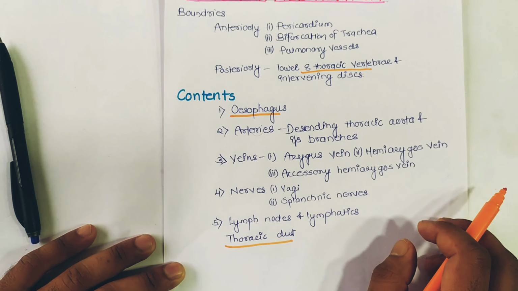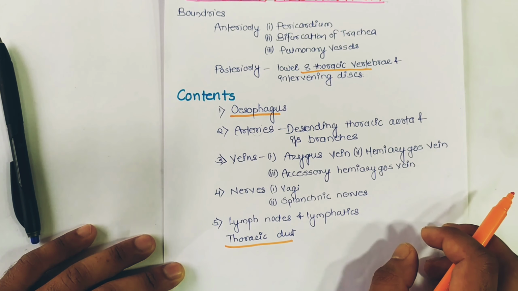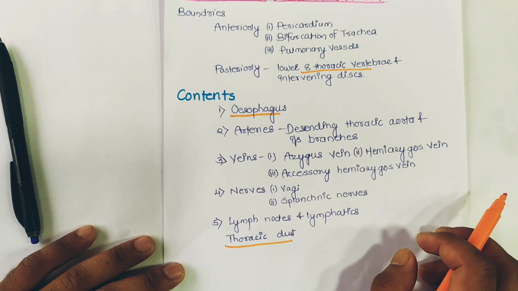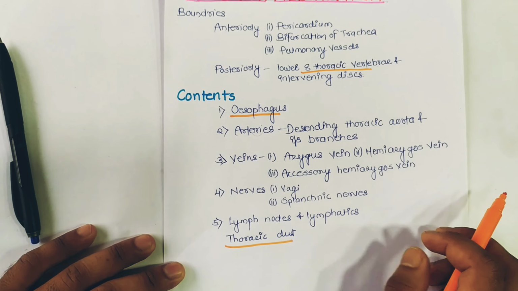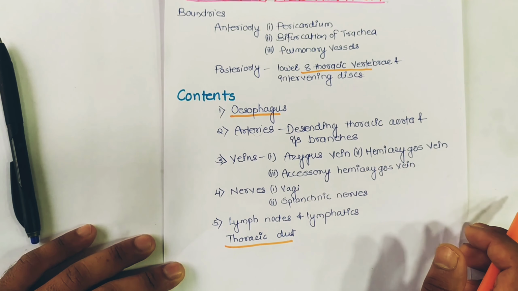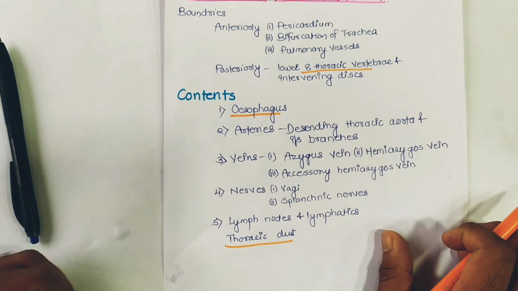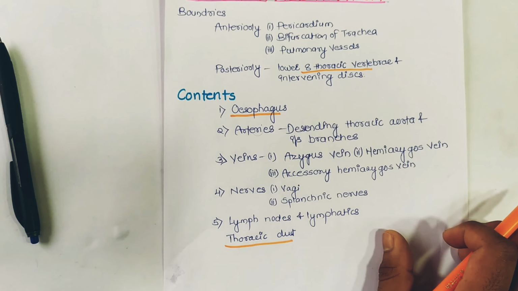So when you have to write in the exam, these important contents you have to write; you have to remember them. These are the important contents of the posterior mediastinum, as well as you can write the azygous veins, hemiazygous veins, and accessory hemiazygous veins. Nerves are vagus nerves and splanchnic nerves. Okay. So these are the contents of the posterior, anterior, medial, and superior mediastinum.